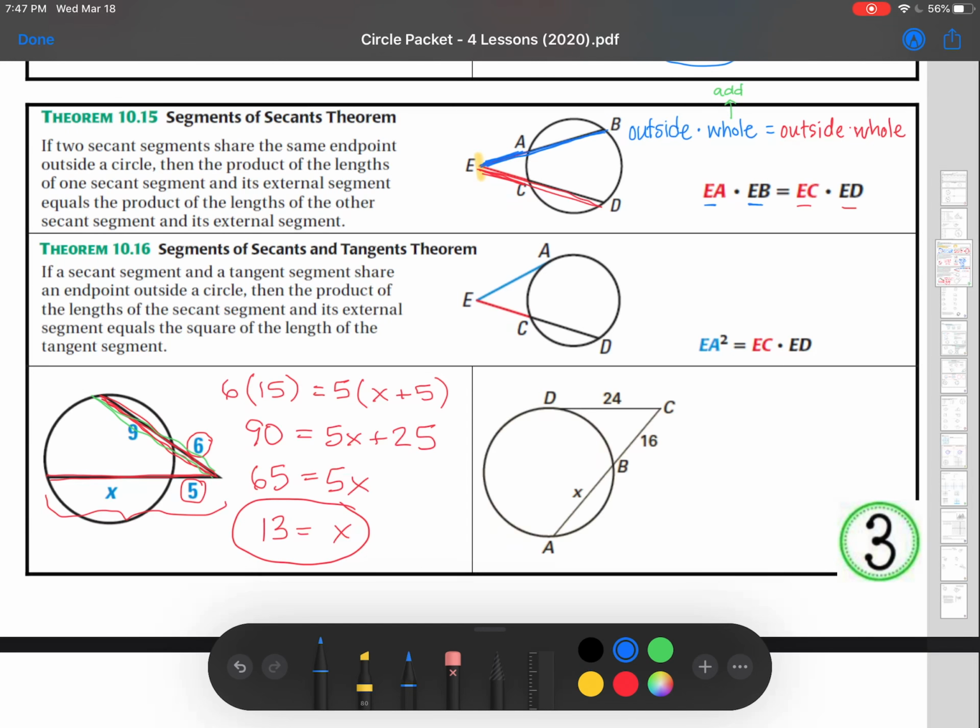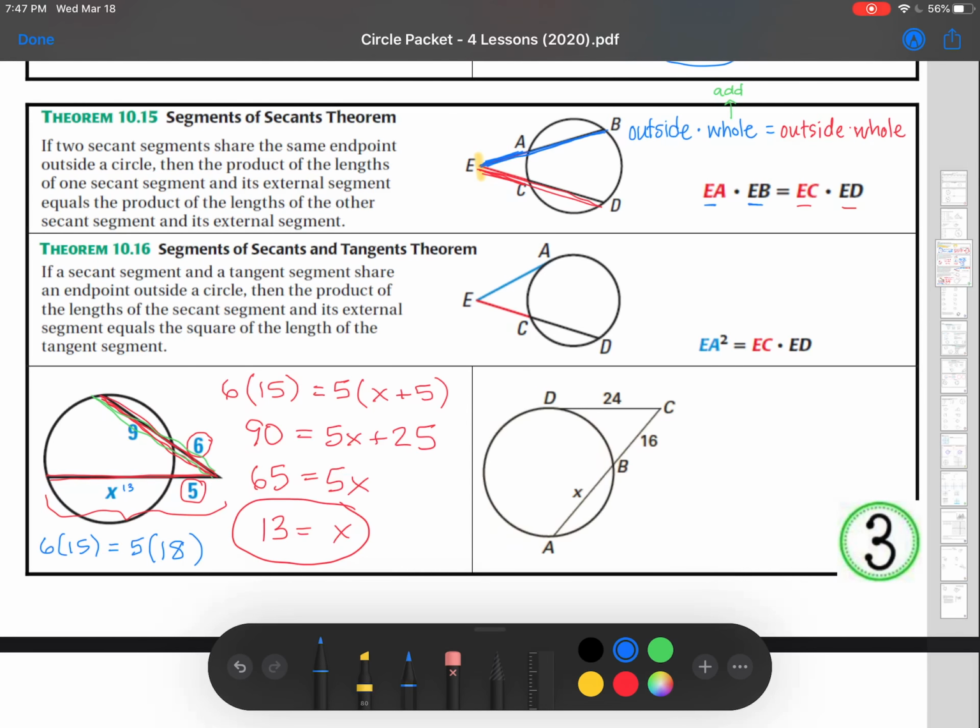Again, I like to check that. So I would take 6 times 15 was outside times whole from that one. And if this is 13, how long is the whole thing? 13 plus 5 would be 18. So 6 times 15 equals 5 times 18. They're both 90, so we win.